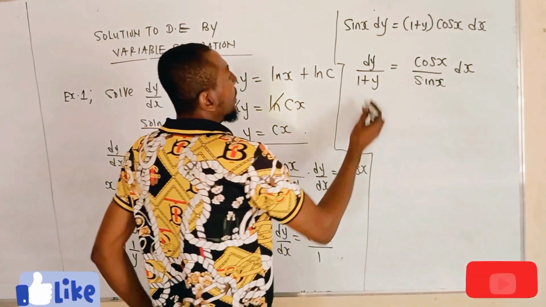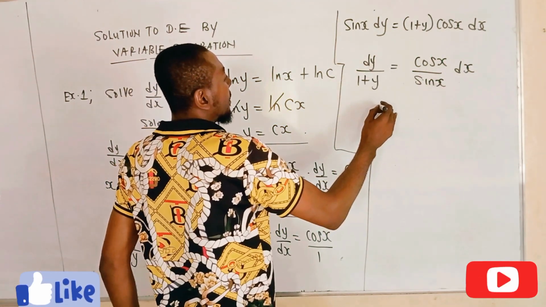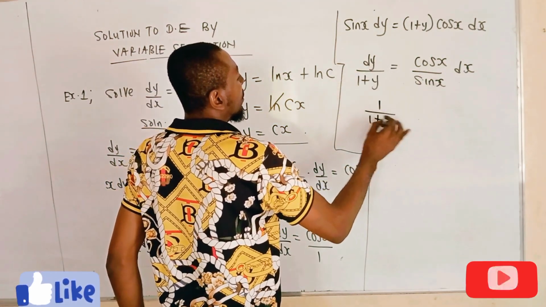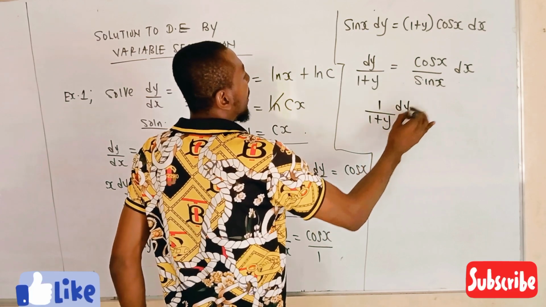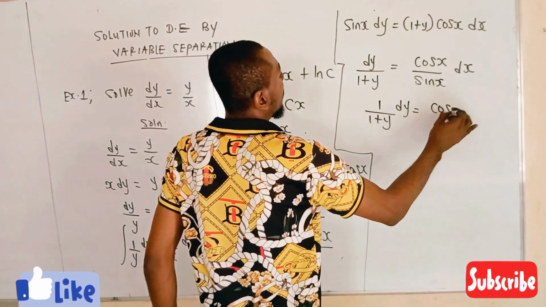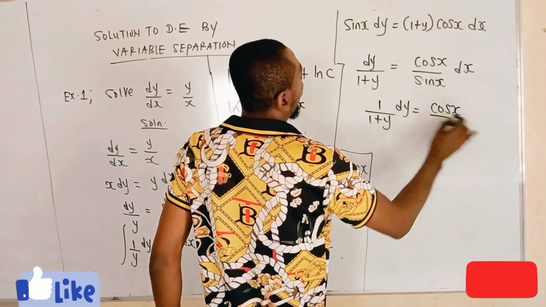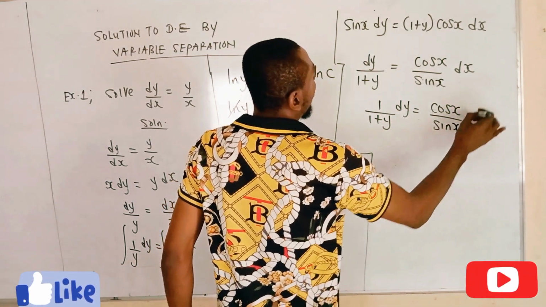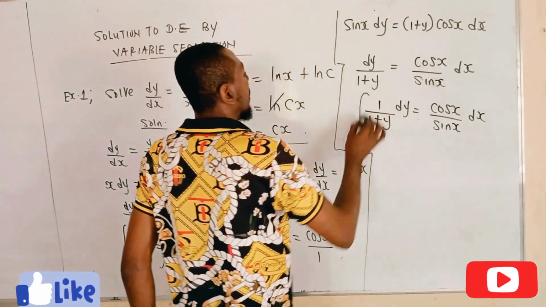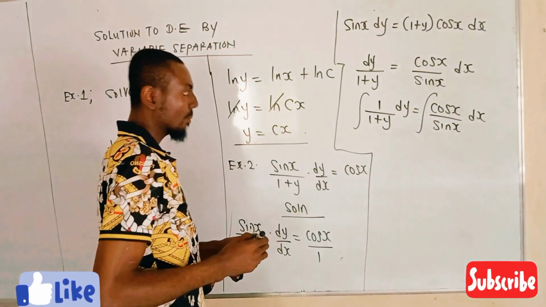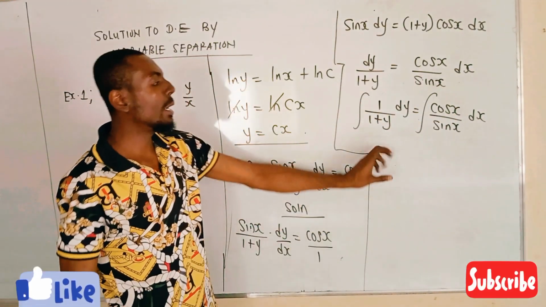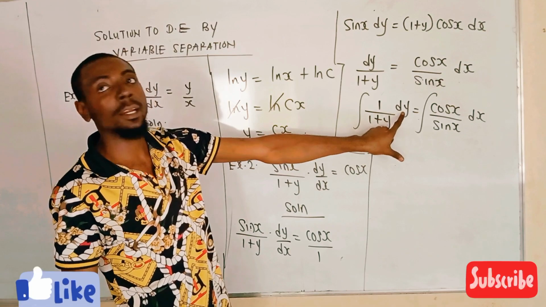So I can equally write this as 1 over (1 plus y) dy is equal to cos x over sin x dx. So we can integrate both sides. As you can see, we are integrating this with respect to y.